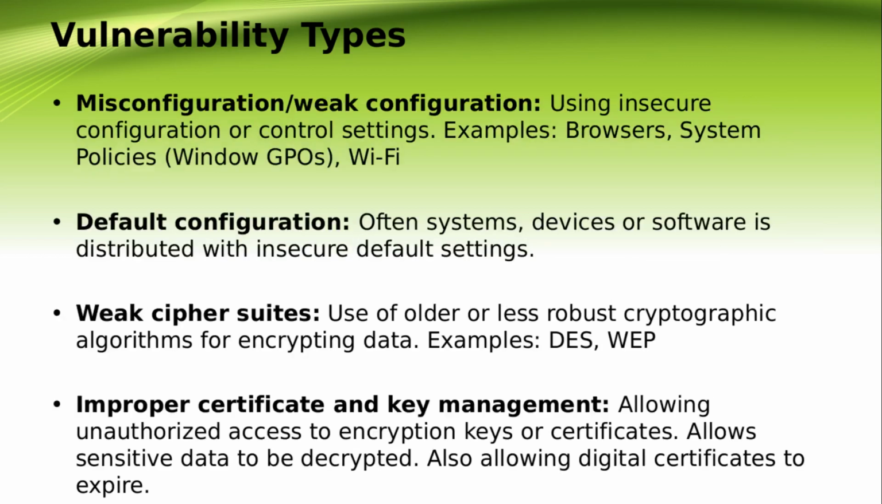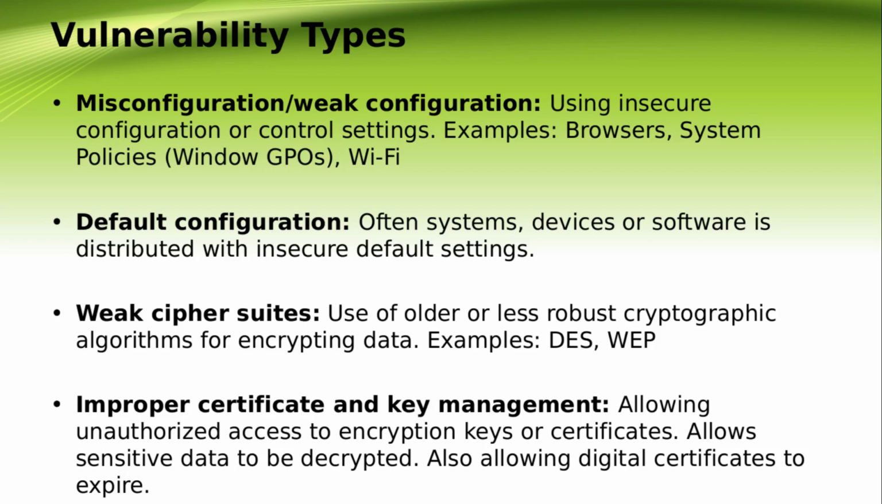Vulnerability types again. Misconfigurations: weak configurations, using insecure configurations or control settings, for example browsers, system policies like group policy, and Wi-Fi. You have to take extra measures and double check these. Default configurations: often systems, devices, or software are distributed with insecure default settings. Normally we can't leave these as default settings. You have to at least set up a secure password or secure configurations, so that will help to protect the data.